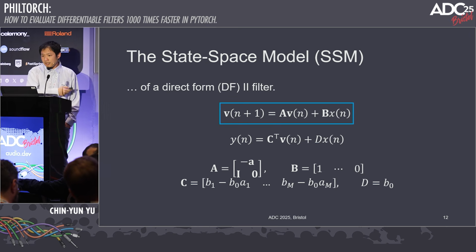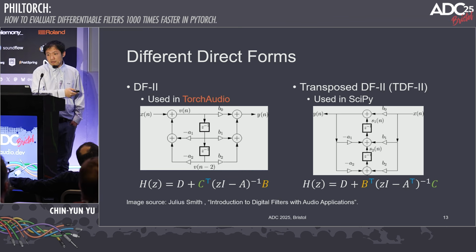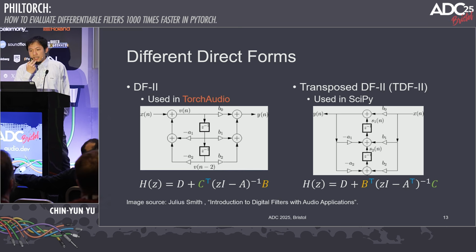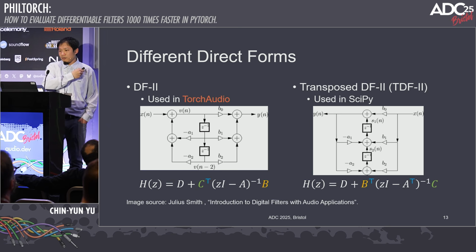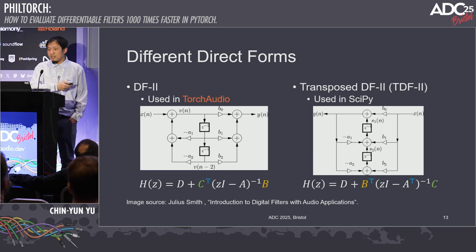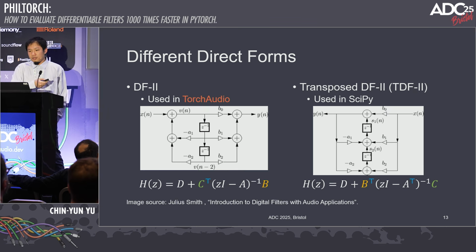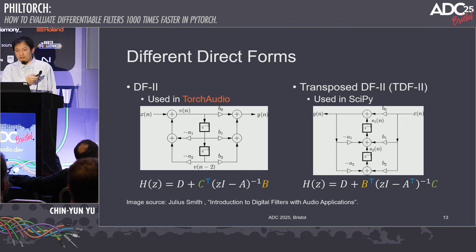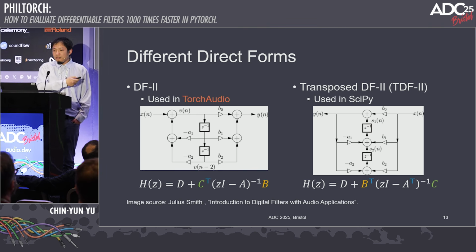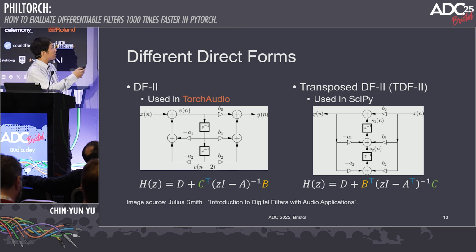B matrices. Okay, regarding the flexibility of representing different direct form filters, in the past, there existed a mismatch between the lfilter function in Torch Audio and the one implemented in SciPy. SciPy is widely used by the research community, and SciPy uses transposed direct form filter 2, which is more numerically robust than direct form 2. And these two forms actually have the same flow diagram, but the signal flow directions are reversed. So that's why it's called transposed form.